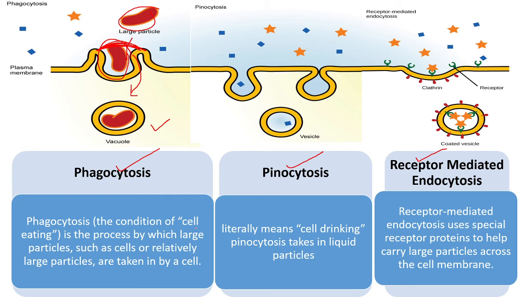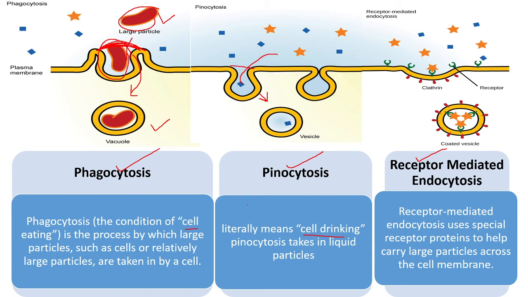Phagocytosis means cell eating. It is a process by which a large particle such as cells or relatively large particles are taken up by the cell. What is the difference between phagocytosis and pinocytosis? Pinocytosis is cell drinking. Here pinocytosis takes liquid particles. Phagocytosis takes solid particles, while in pinocytosis the fluid molecules get into the vesicle, and this vesicle pinches off from the cell membrane and enters the cell.